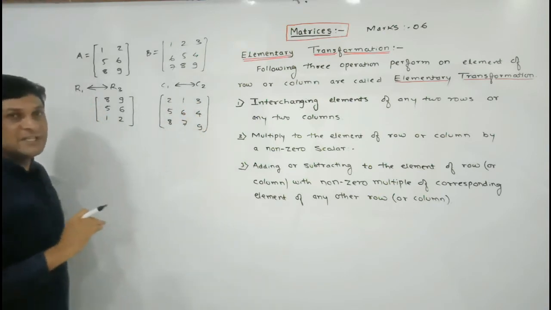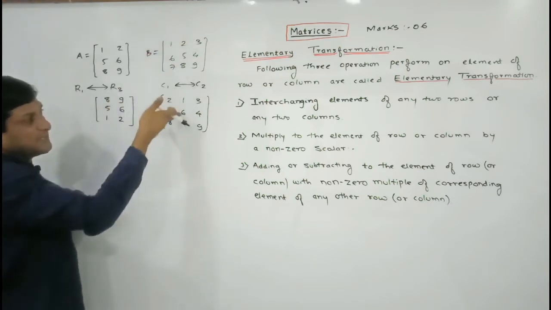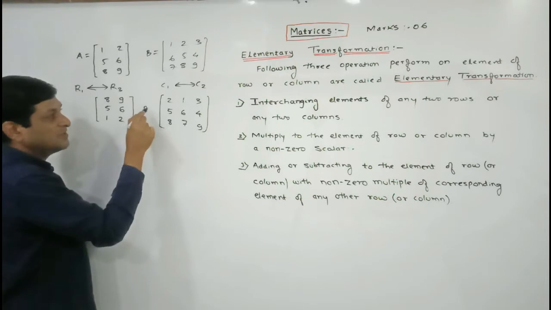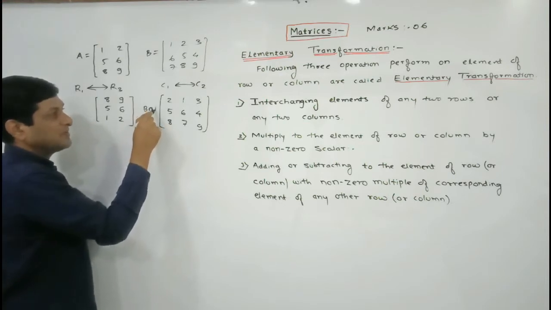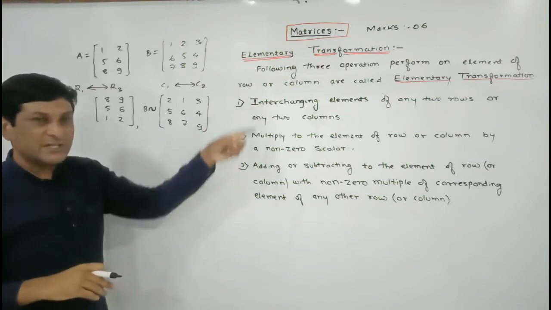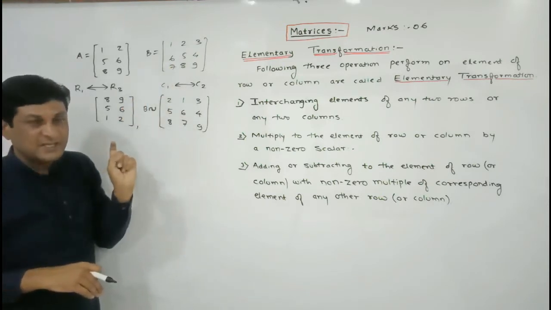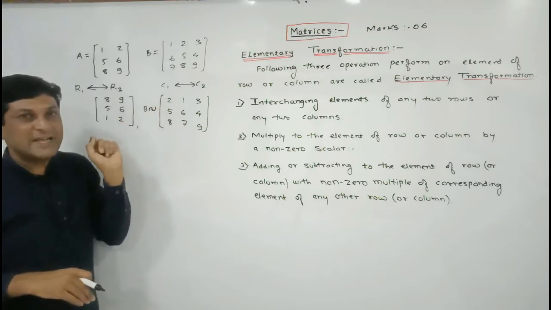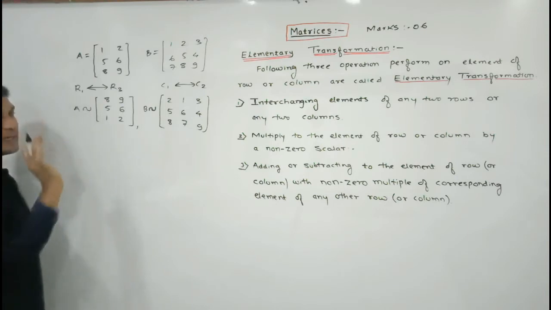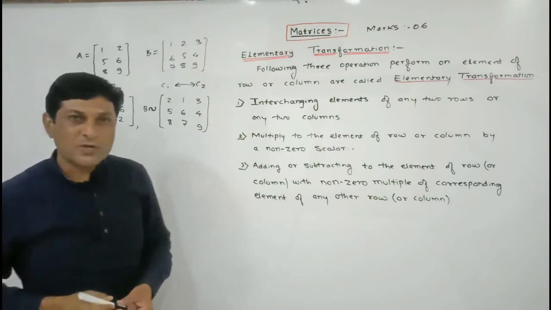Now here we can easily observe that these two matrices are not equal, because the corresponding elements are not the same. So it will be denoted by this notation, which is read as equivalent. Whenever we perform elementary transformation, that is any one of these three operations, the new matrix will not be equal to the given matrix, so it will be denoted by this notation, which is read as equivalent. Here also these two matrices are not equal, so it is denoted by this notation, read as equivalent.